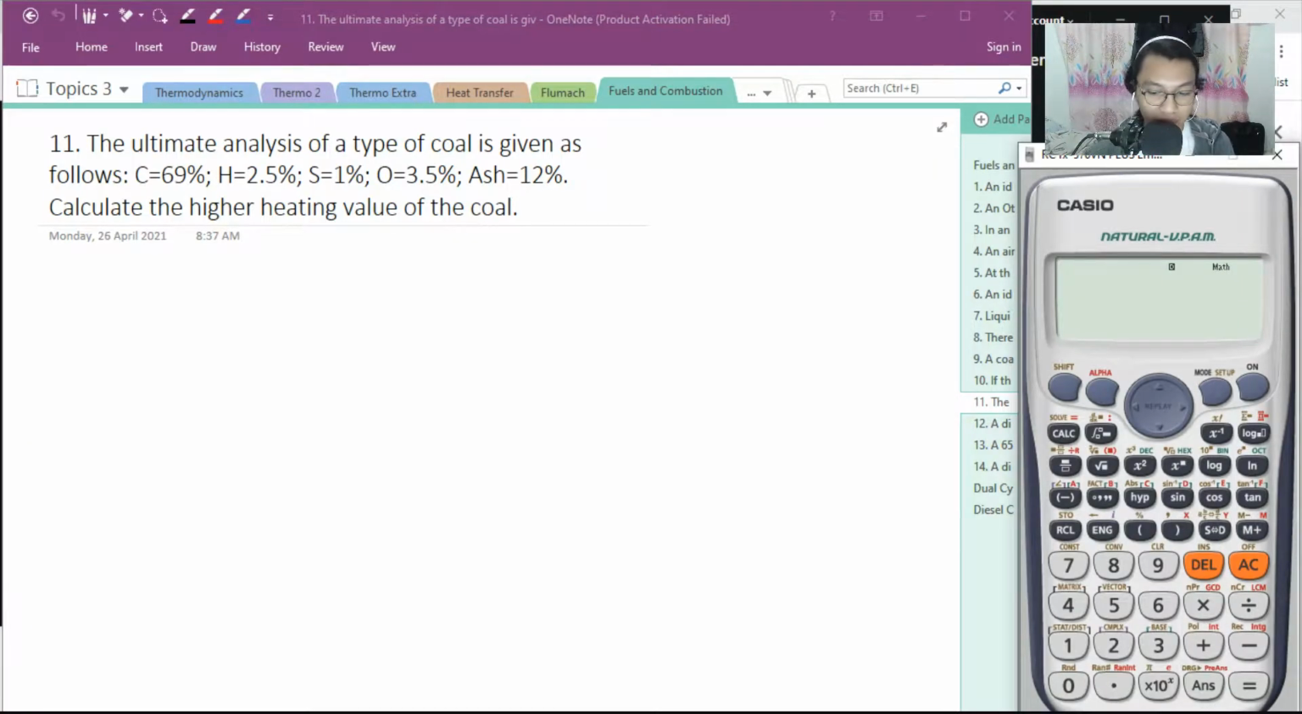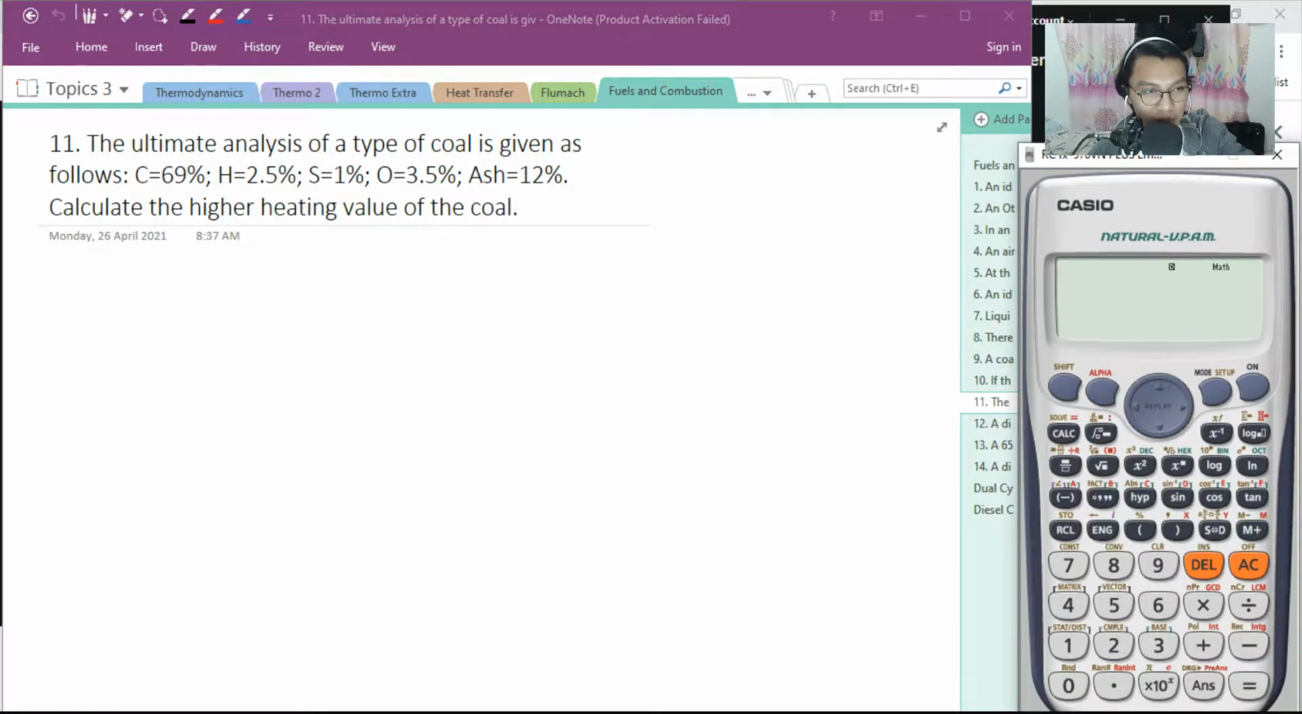Okay, so let us continue with our discussion na putol nakaraan. I'll have to solve 11 to 14. Okay, let us continue. So for 11, the ultimate analysis of a type of coal, so this is a solid fuel, is given as follows.